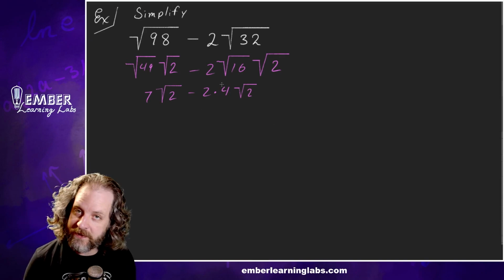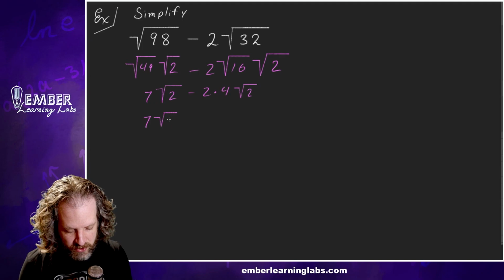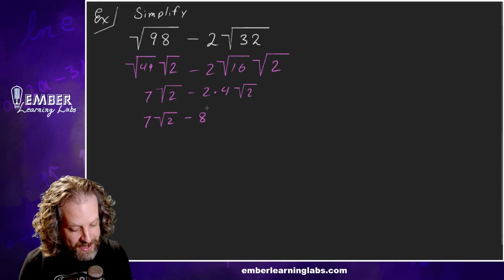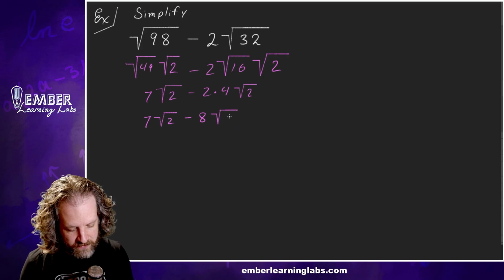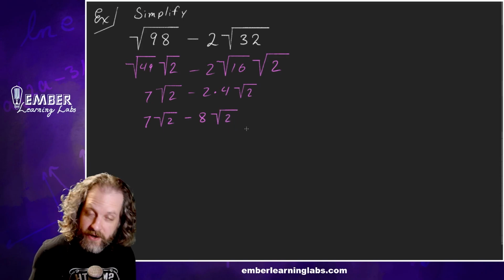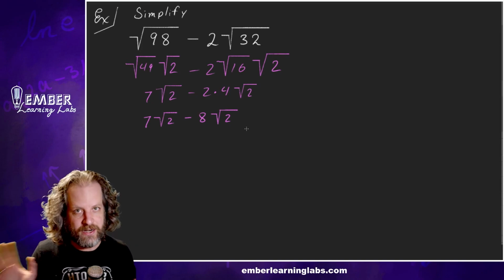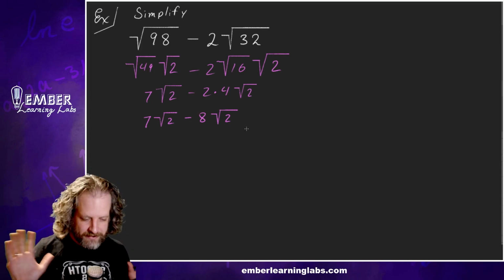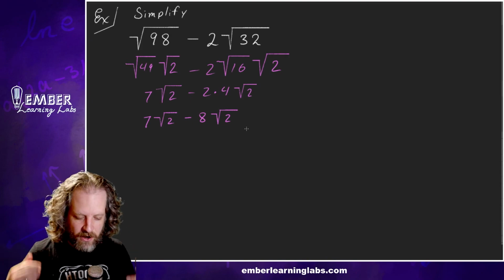So we can do a little simplification here, right? So 7 times the square root of 2 minus 8, because negative 2 times 4 is 8, and then we've got the square root of 2. Now, we can do one more thing. It's easy. Don't stress. We're good. I know that last problem freaked you out. I know that was a lot. But we'll sit with it, practice it, do some more things, ask questions, all of those things.